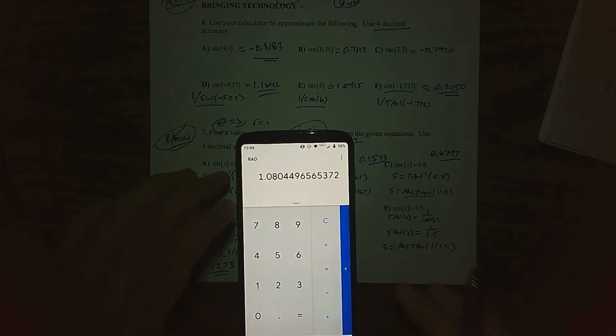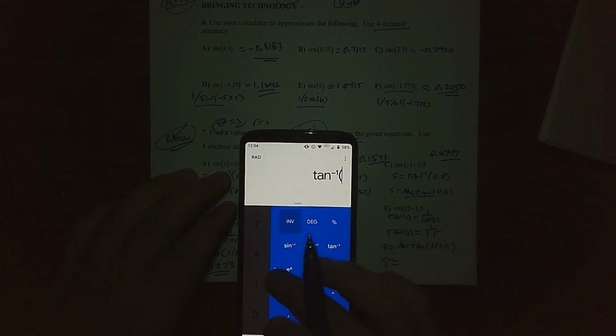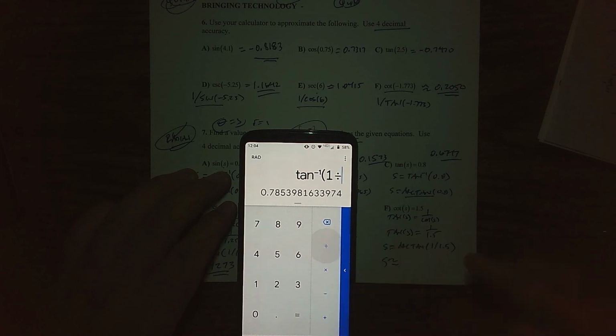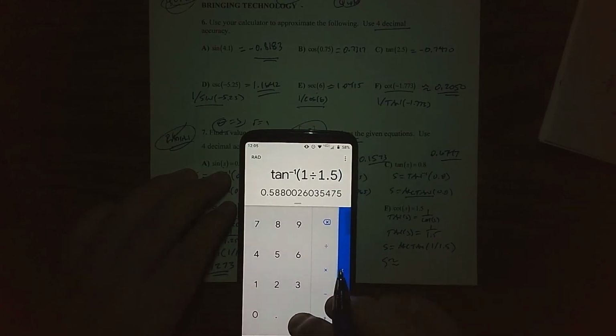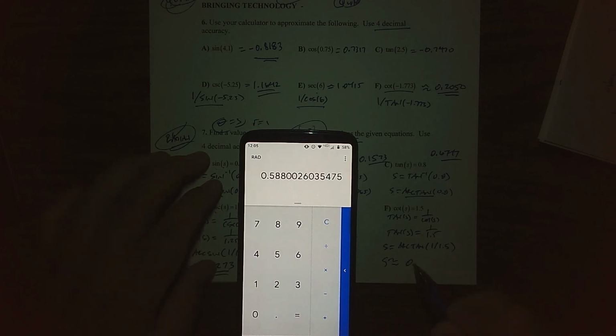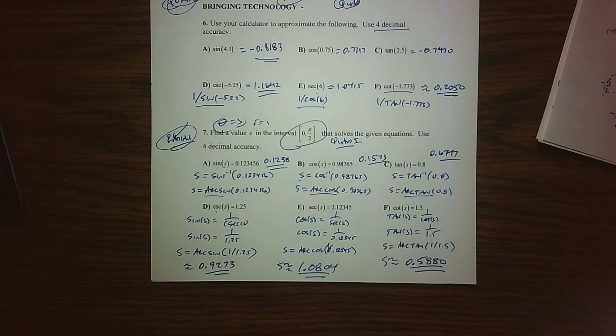And then last but not least, the tangent. S is roughly equal to the inverse tangent, or arctangent, of 1 divided by 1.5. I'll close those parentheses, hit equals, and it looks like 0.05880. So again, stuff that we've done before in degree mode.